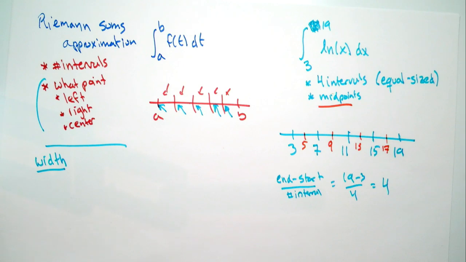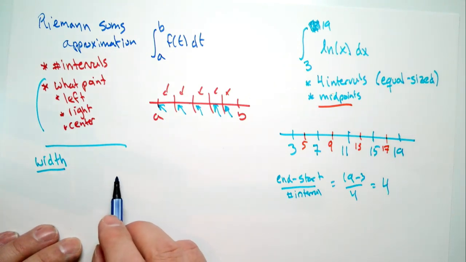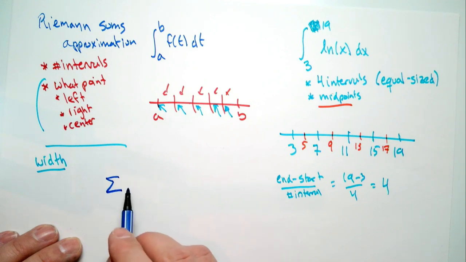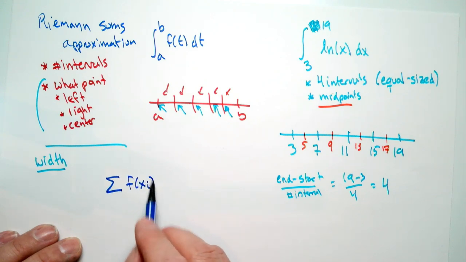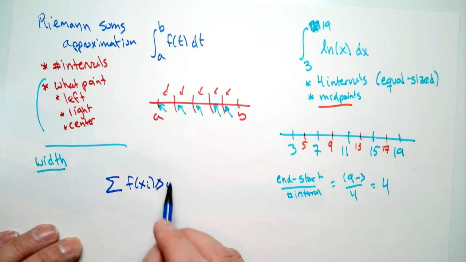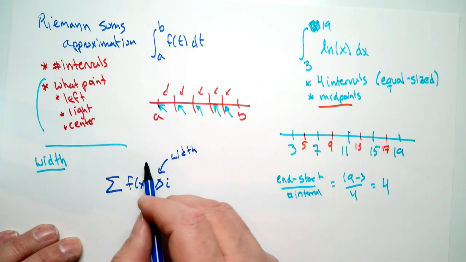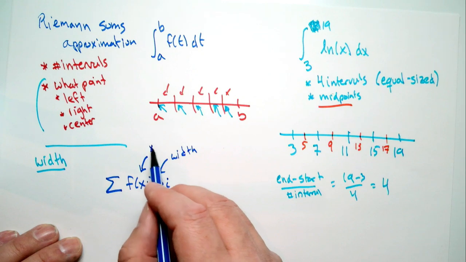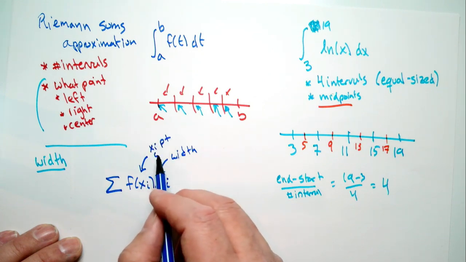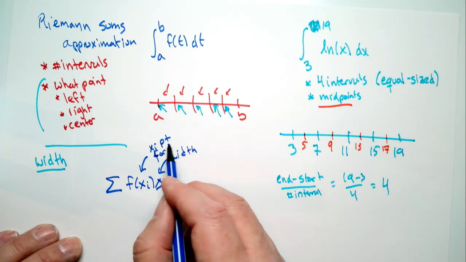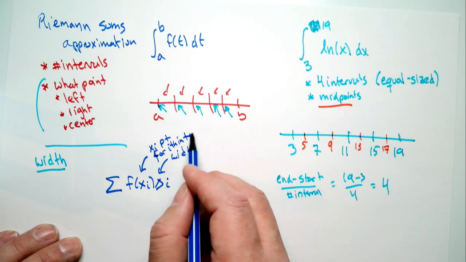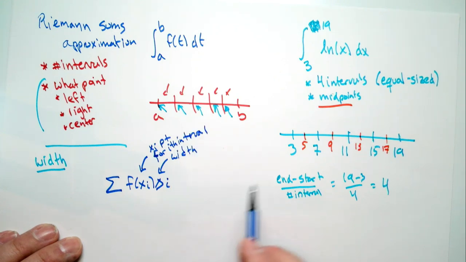So the Riemann sum has the following. If you use the sigma notation, it's the sum of f(x_i) delta x_i, where delta x_i is your width, and then f of x_i is the point for the ith interval. And if this is confusing, we'll just write it out in the example here.